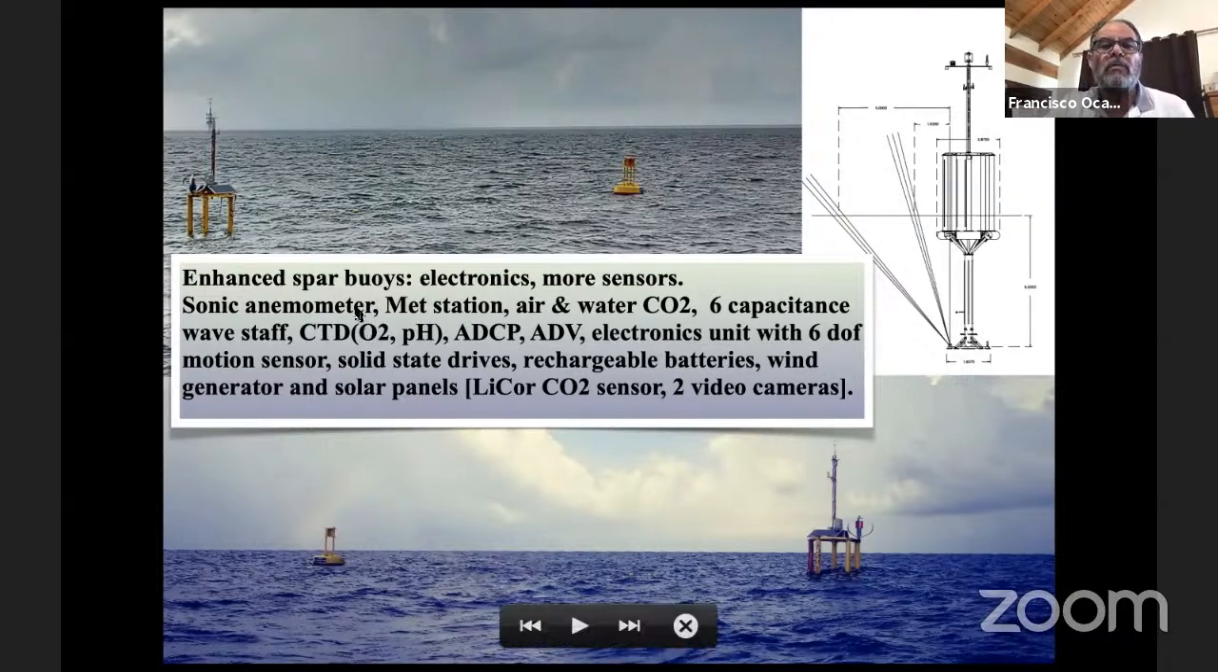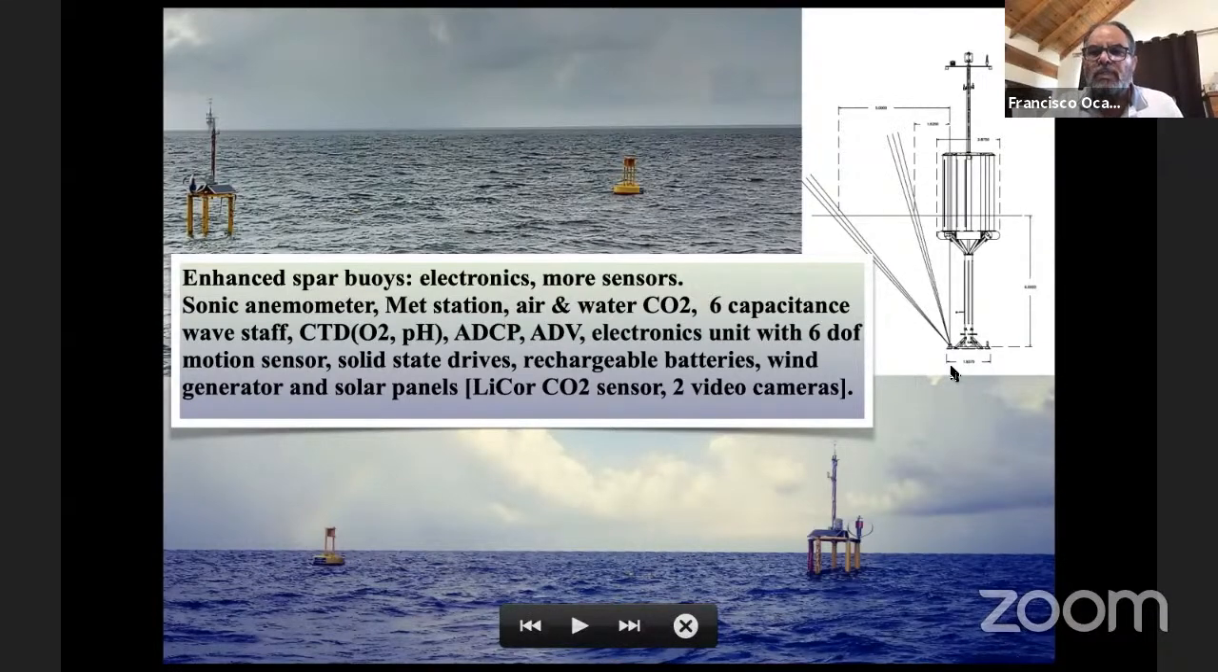The buoys had a sonic anemometer, a MET station, and we measure CO2 in air and water. And also they have 6 capacitance wave staff. Besides CTD with oxygen and pH sensors, an acoustic Doppler current meter, and ADV within the base of the structure. Within the electronics, there was also a very fine motion sensor in order to detect the motion of the structure and to be able to correct all variables by means of the effect of the motion of the structure.